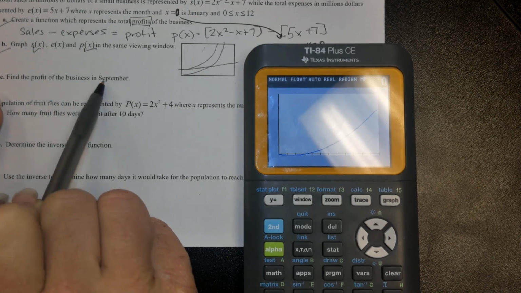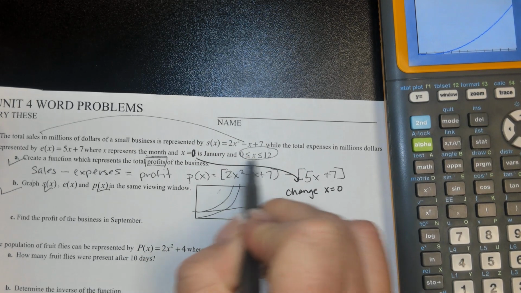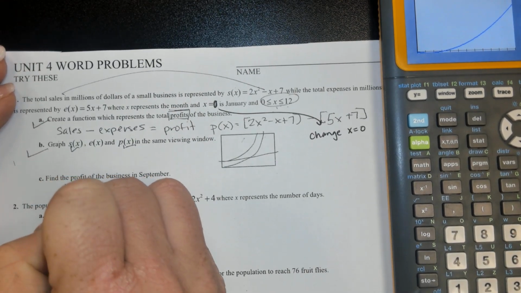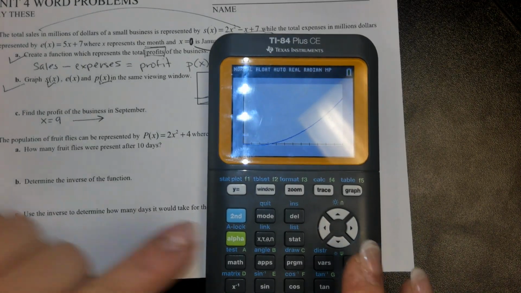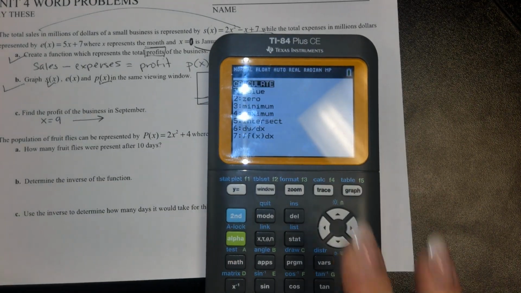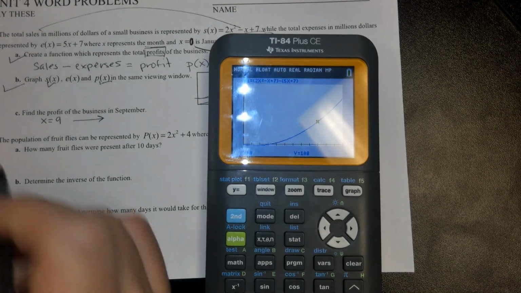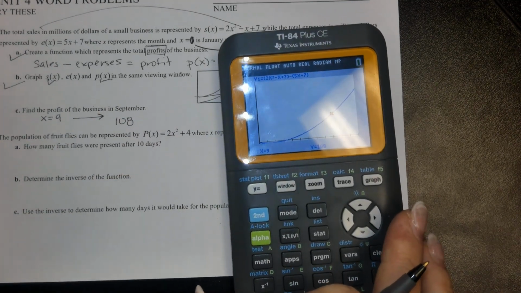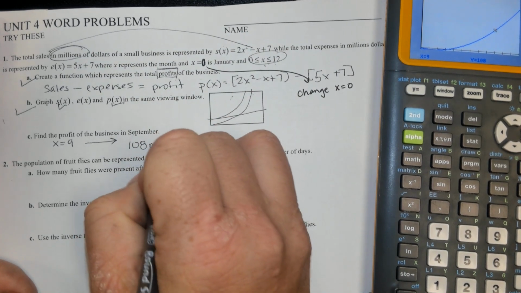Find the profit in September. So this represents months. This represents time in months. What month is September? 9. So I want to know when x equals 9, what is the outcome? So we're going to go second trace value and type in 9. Now if you only put down 108, the profit is not at $108. What is the profit? 108 million.